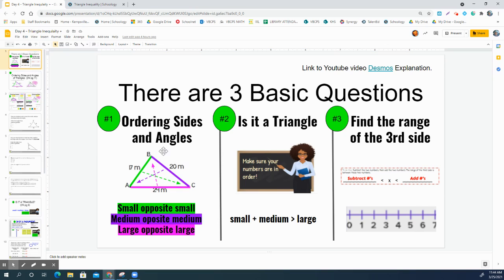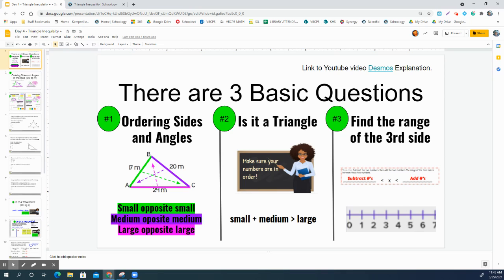Basically, our three things for today are this. We're going to order sides and angles. Notice that 17 is smaller than 20 and smaller than 24. 17 is this green side. So the 17 is opposite angle C, which is going to be the smallest angle. We can't tell what the measure of it is, but it's going to be smallest. Then the purple side, the 20, is the medium side. 20 is bigger than 17 and smaller than 24.